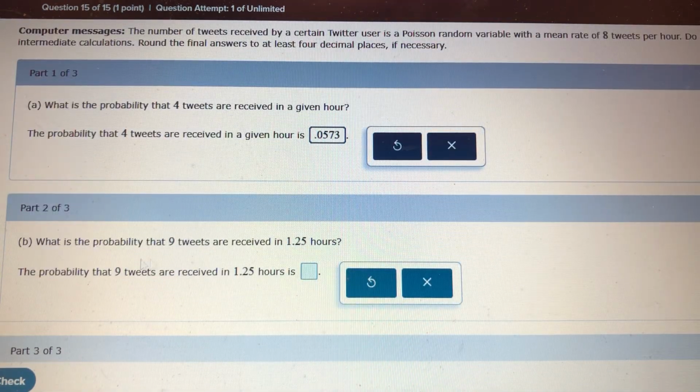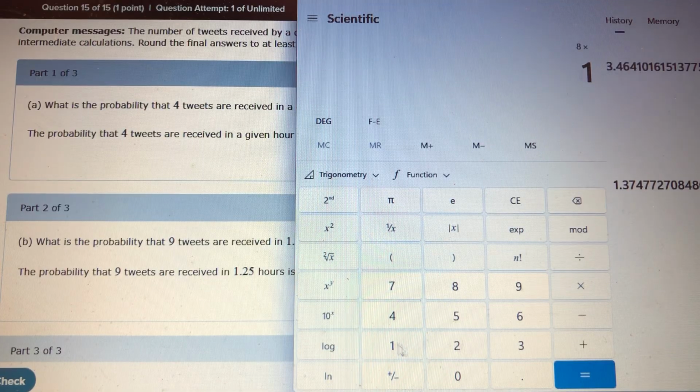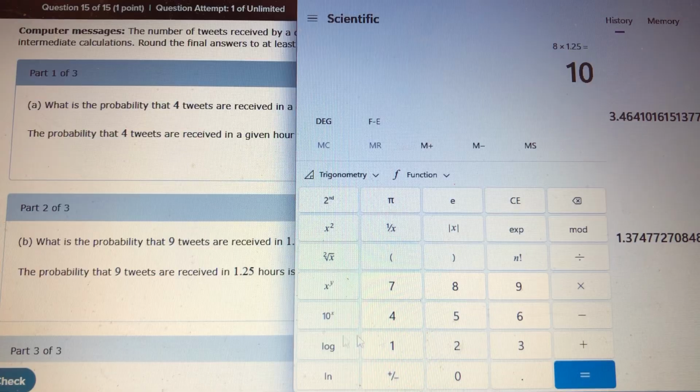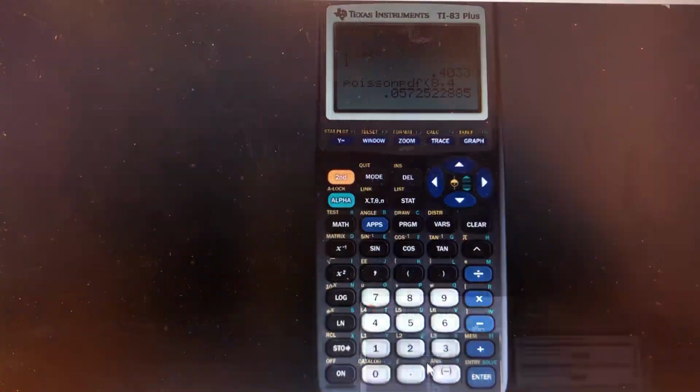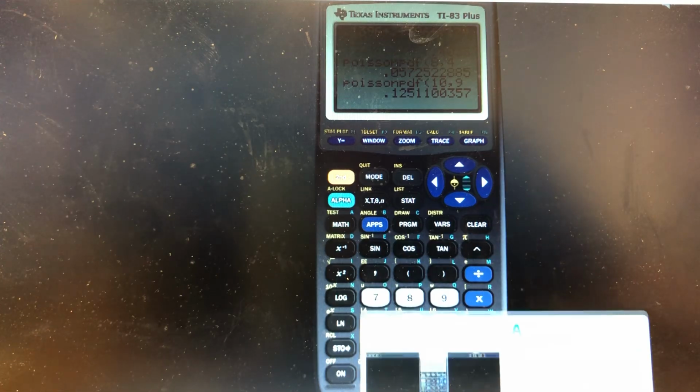Now, here they're changing the units. What's the probability there's 9 tweets in 1.25 hours? So I need to take this 8 and multiply it by 1.25. It's going to get bigger because of that. It's now 10. But we're still doing just 9 tweets, so that's another PDF. But you got to change lambda from 8 to 10. And then we're trying to get 9 tweets, so exactly 9, that's a PDF with 9. 1251.